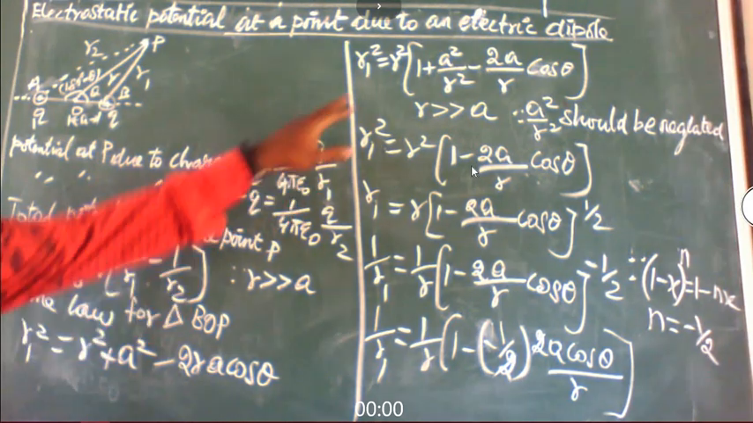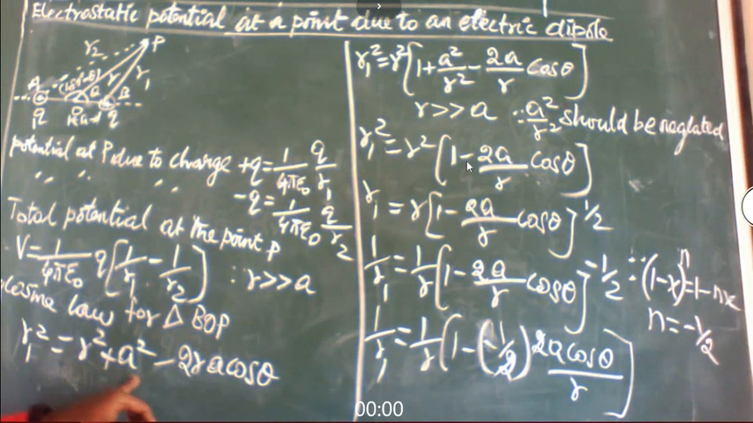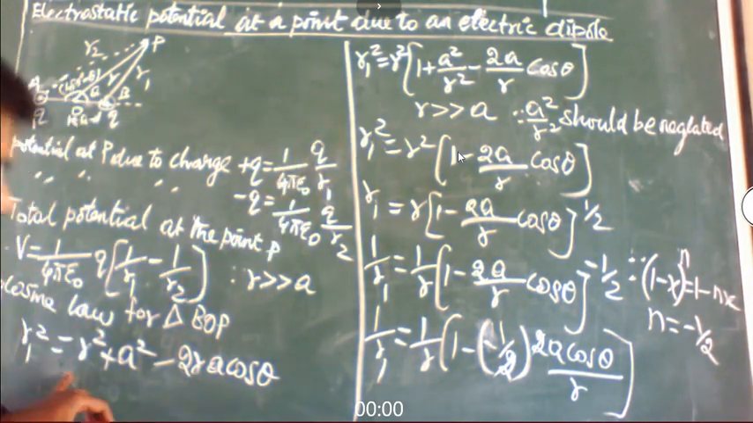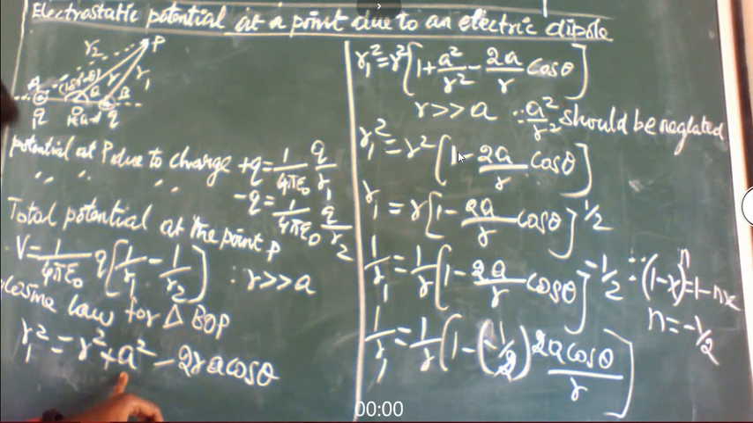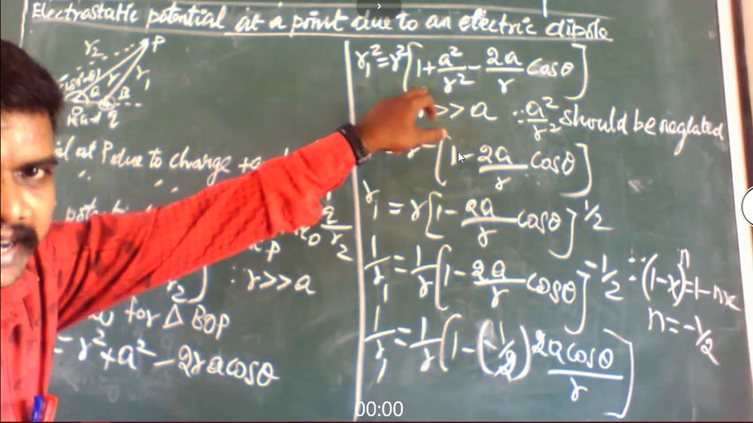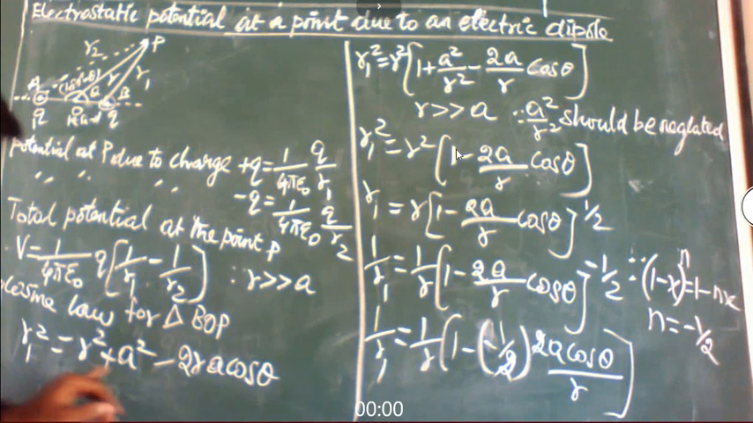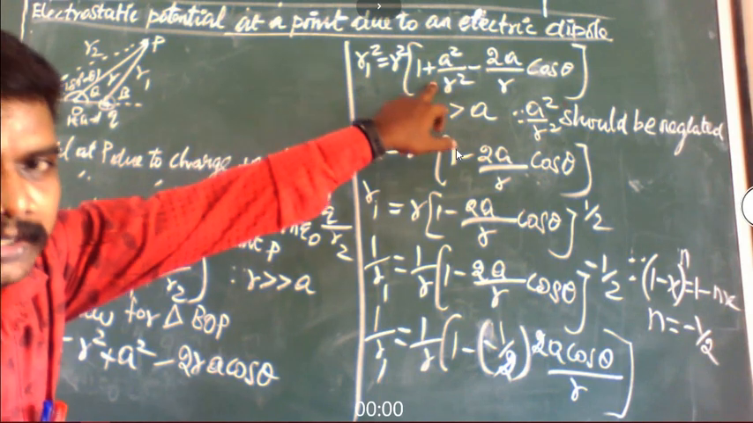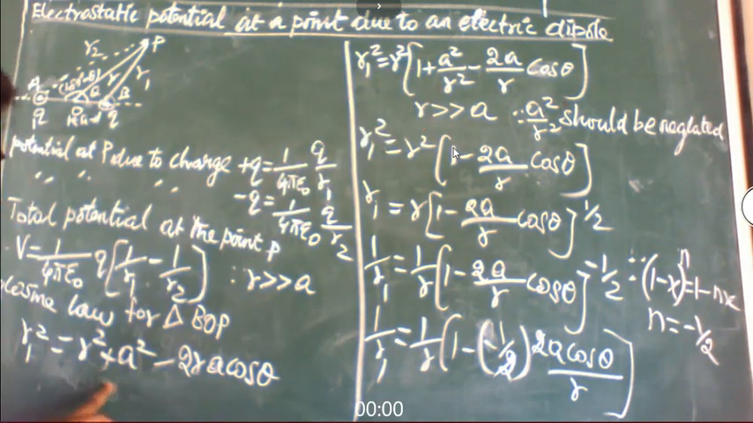Now, R1 square is equal to R square plus A square minus 2RA cos theta. Remove the R square term from this equation. What happens when we remove the R square term? In the term A square there is no R square, so if we divide by R square and then multiply by R square, the R square cancels and we again get the A square term. So the rule is: to remove R square, we divide each term by R square, and the same step comes back on multiplying.